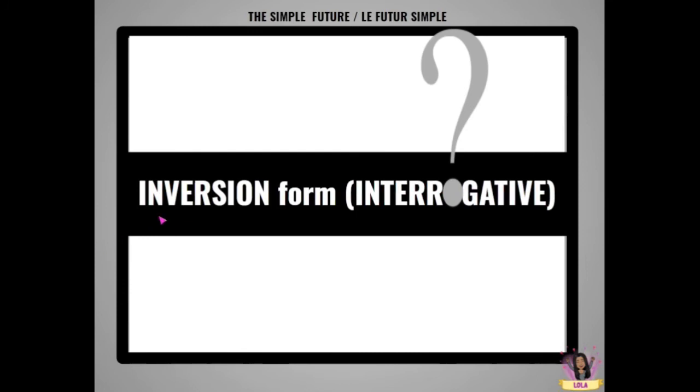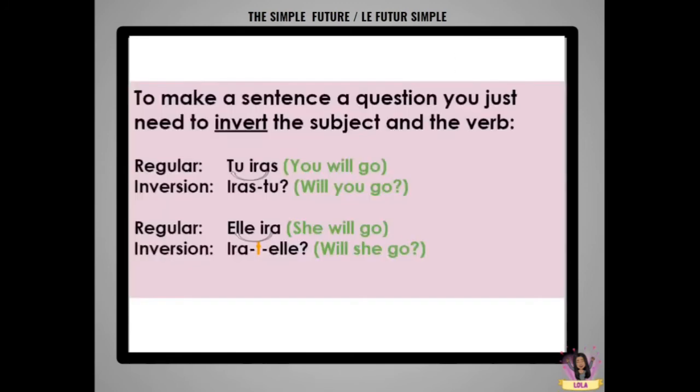Okay, moving on to inversion form, which is the interrogative, which is just a question. So to make a sentence a question, you just need to invert the subject and the verb. So in the regular form, we have tu iras, you will go. So we're just going to flip these two. So you can see here it's been flipped. Iras-tu, will you go? We have a dash here and we have a question mark, which then makes it a question. Same thing here. Elle ira, she will go. And then we're going to flip it, so it becomes ira-t-elle. Now we need to put a T in here because this is a vowel and this is a vowel. It's just a rule in French. So it becomes ira-t-elle, will she go?